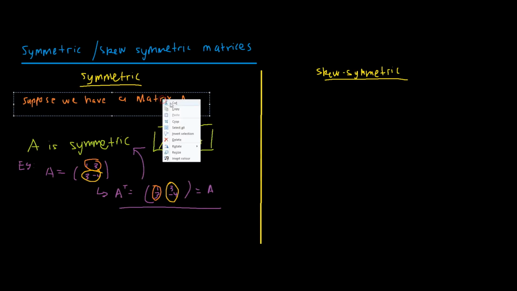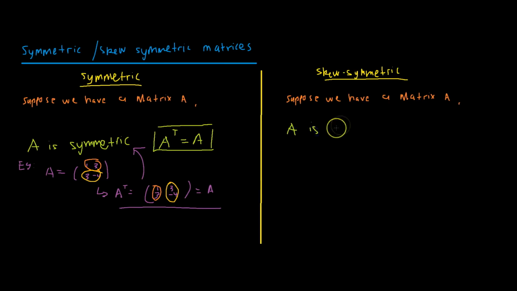Alright, now moving on to skew-symmetric. So now suppose we have a different matrix, A. We know A is skew-symmetric when the transpose of A is equal to negative the original matrix. Now another example of this would be, suppose that A is 0, 1, negative 1, 0.